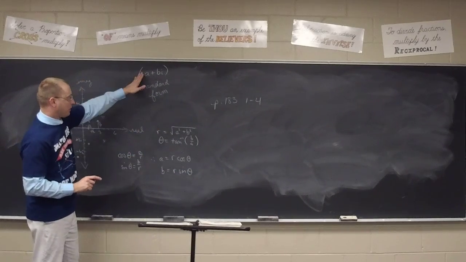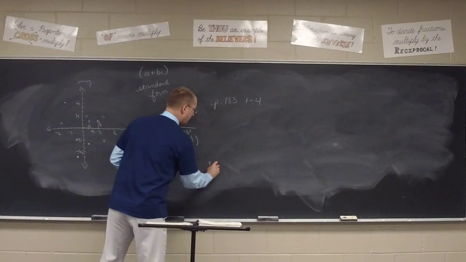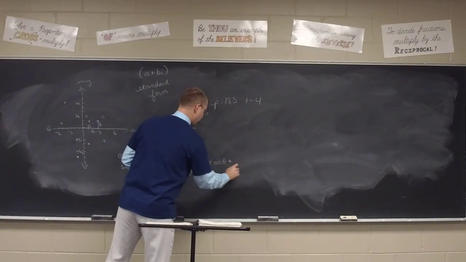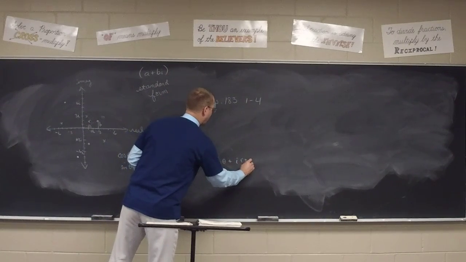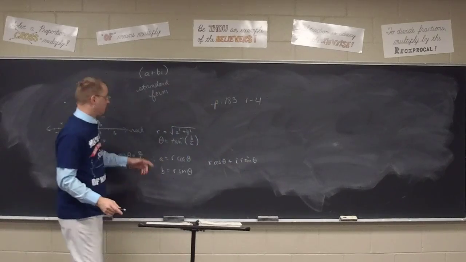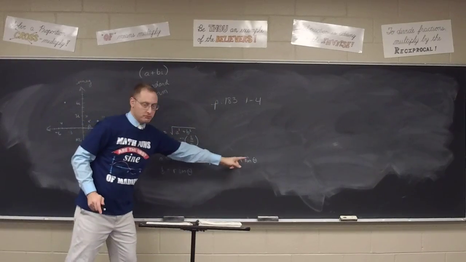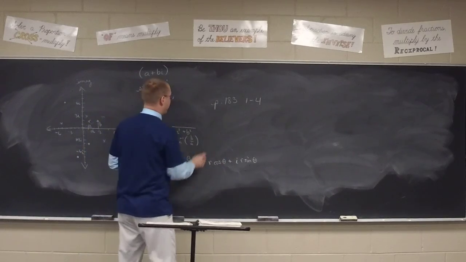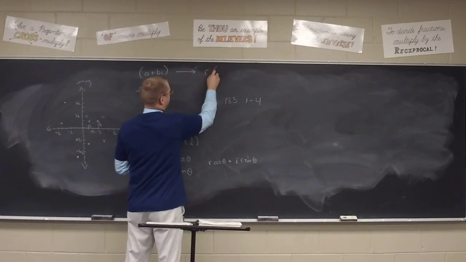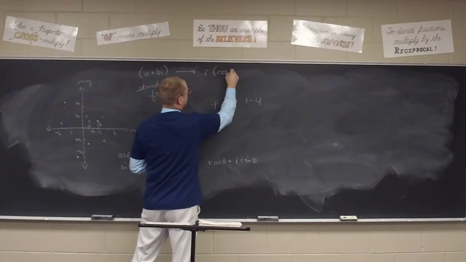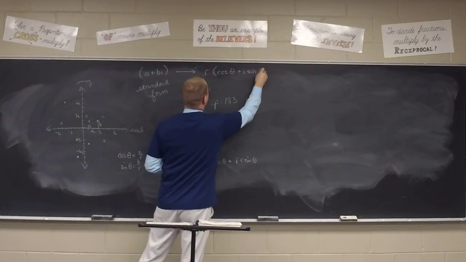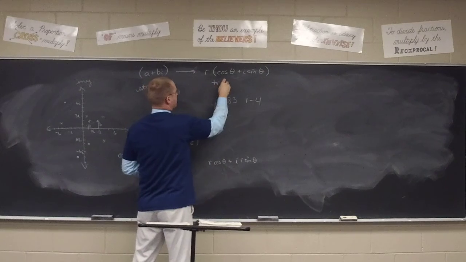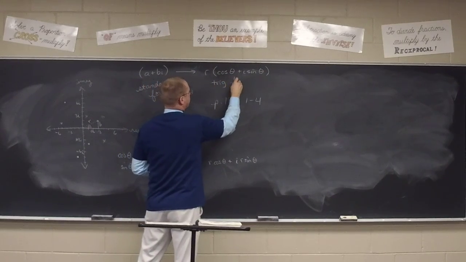So if I were to say a plus bi, that would be r times the cosine of theta plus i times r sine of theta. A plus bi. Make sense? But the r itself could be factored out as a common factor. So that gives us this form, r times the cosine of theta plus i times the sine of theta. Get that in your notes if you would. This is called the trig form.